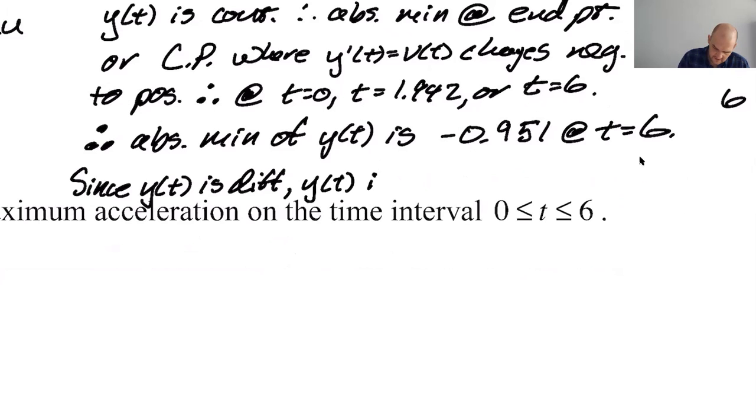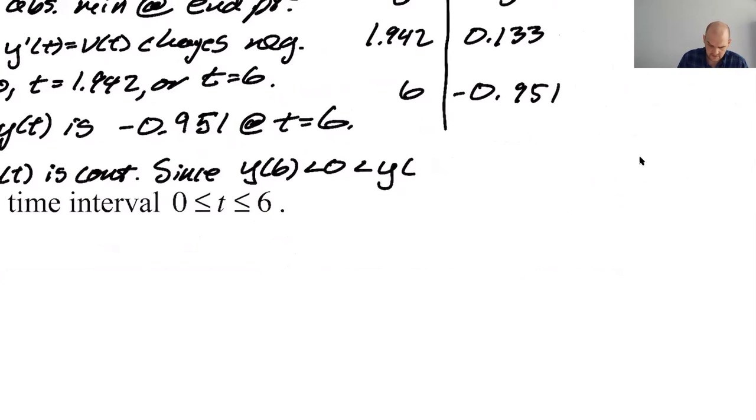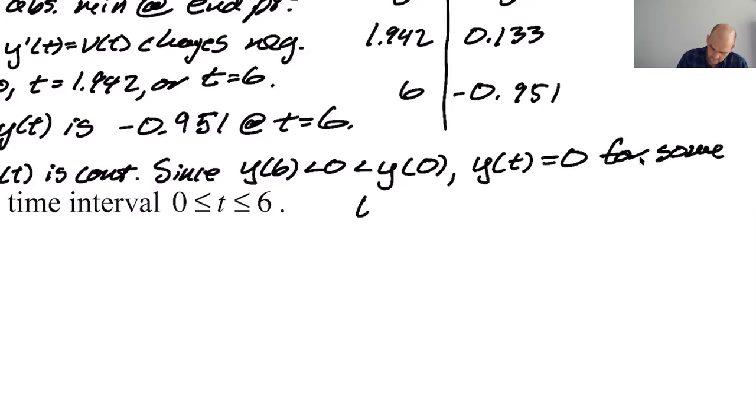Y of t is continuous since y of 6 is less than 0 is less than y of 0, or you could say 1.942, whatever. I'm going to say 0. Y of t equals 0 for some t element of 0, 6. Therefore, the particle or object or whatever reaches the origin.